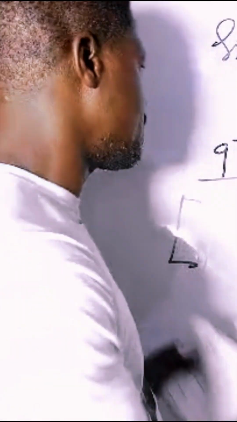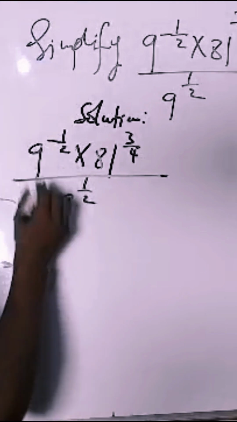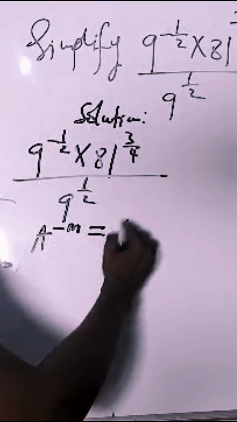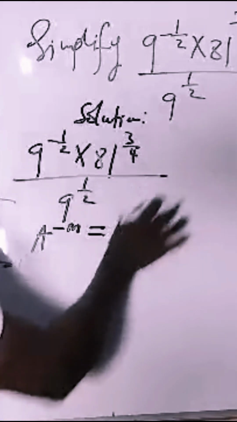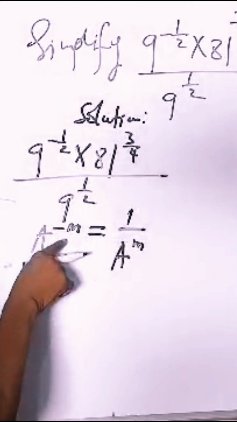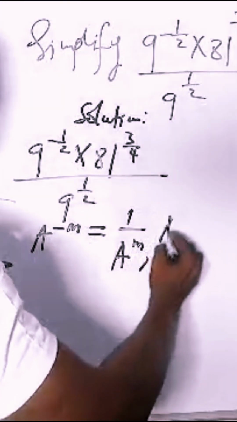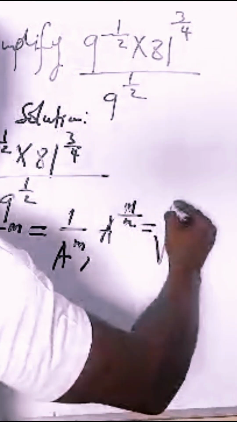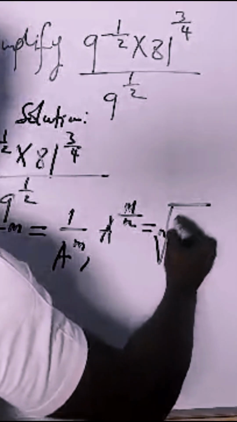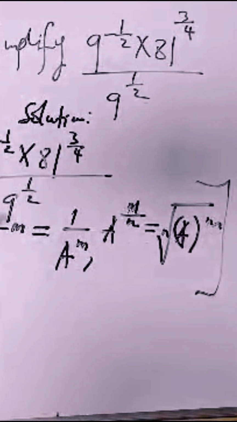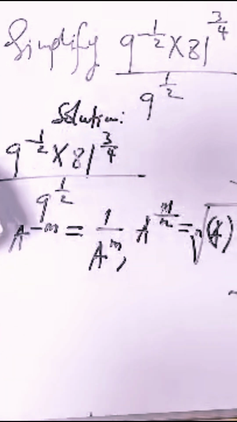Now to be able to solve this particular problem, we must recall that there's a law that says a raised to the power minus m is as good as 1 over a raised to the power m, by eliminating the negative power. I equally gave you a law that says a raised to the power m over n is equal to the nth root of a, closing bracket, raised to the power m. With these 2 laws in my possession, I should be able to address this WAEC question. Now let's go.